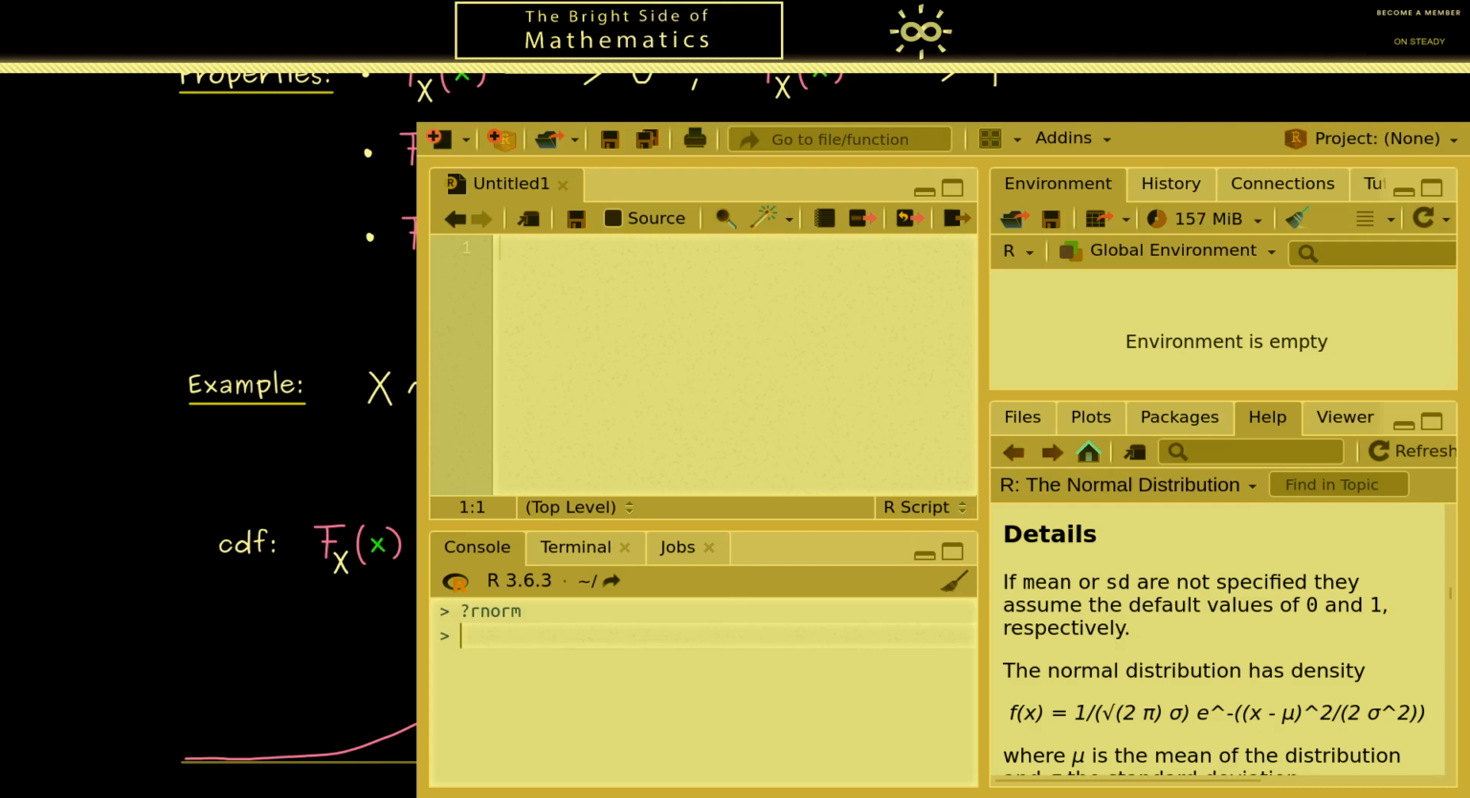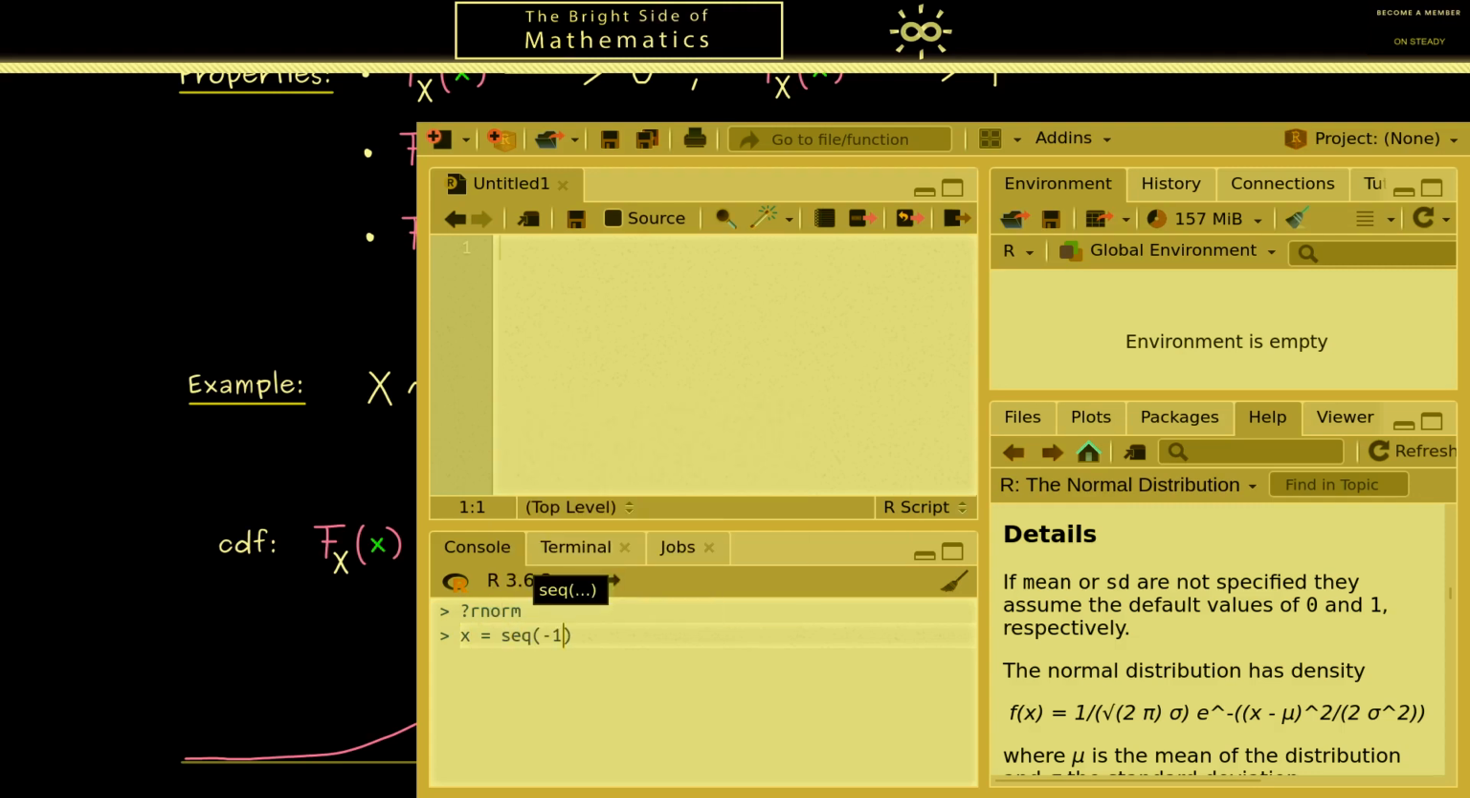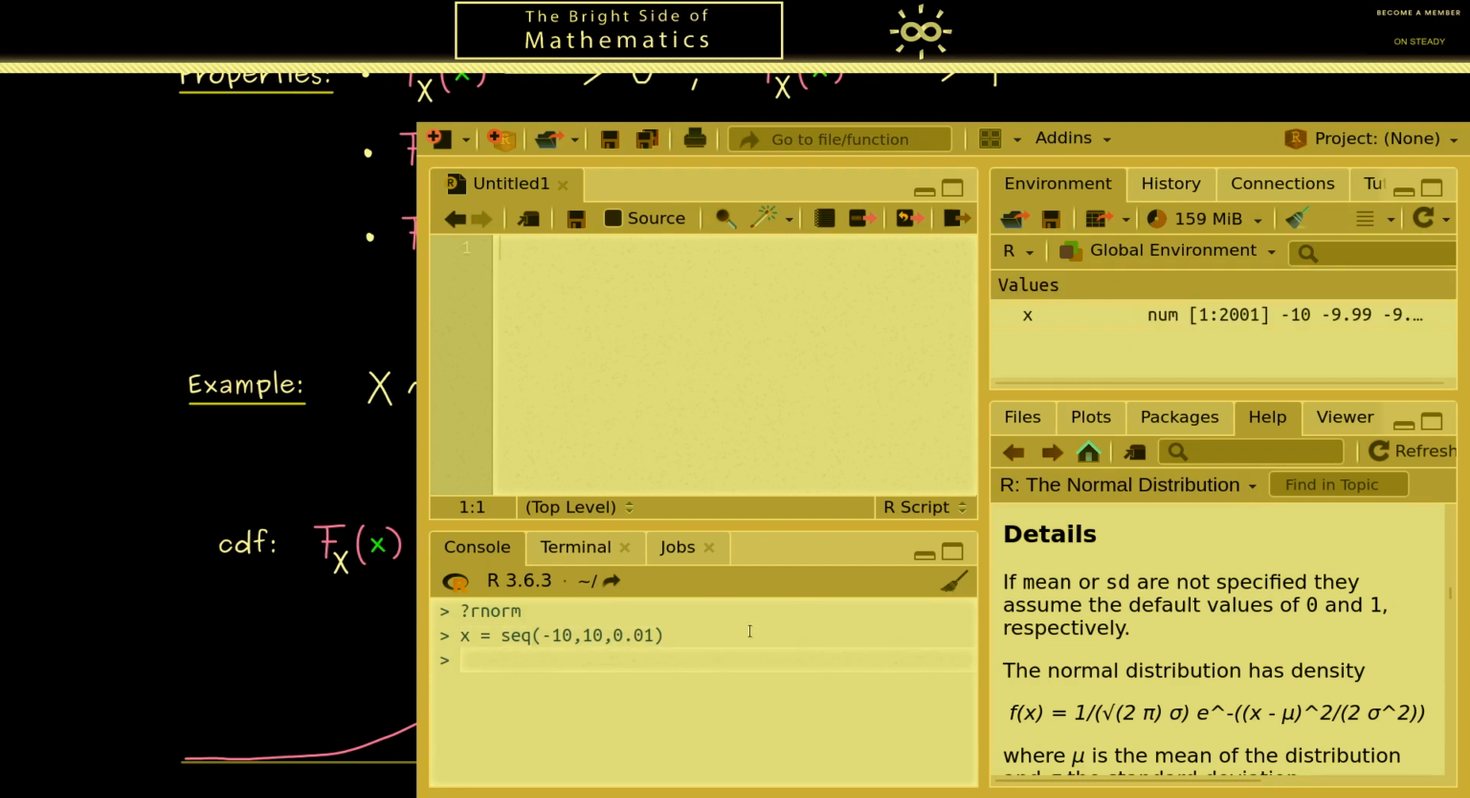Now for plotting, we need a whole sequence. So let's set x to the sequence where we start maybe with -10 and go to +10 with step size 0.01. Let's hit enter and then we see the result here. Indeed, we recognize that we have 2001 points. Then in the next step, we can put all these points into the density function, which was given by dnorm.